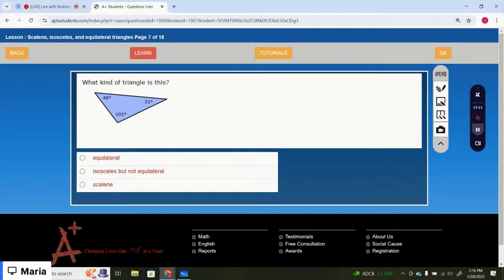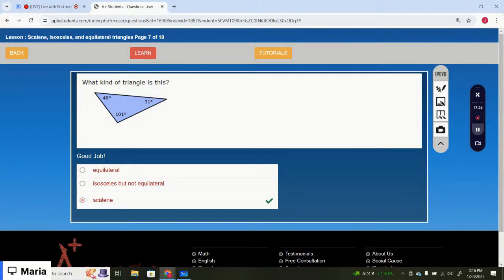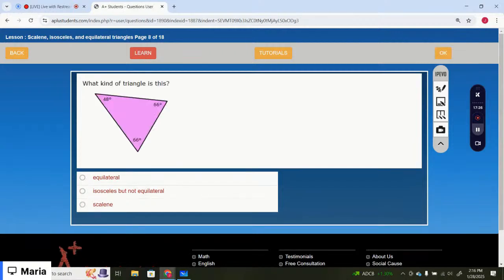What kind of triangle is this? Scalene triangle it is. Option number three is the correct option. What kind of triangle is this?